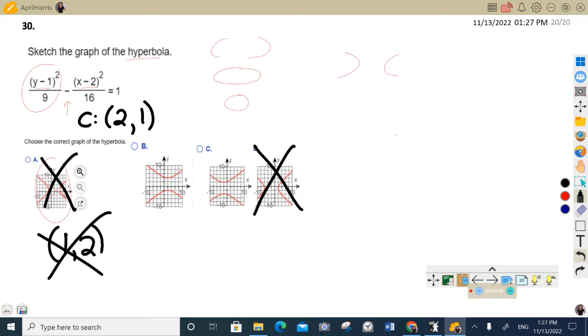So my center is at 2, 1. So right 2. And these are counting by 2s. So 2, 1 would be right there. And that looks like that's the center. You'll notice over here, this is negative 2. It looks like negative 2, negative 1 center. That's for the person that didn't change their signs.